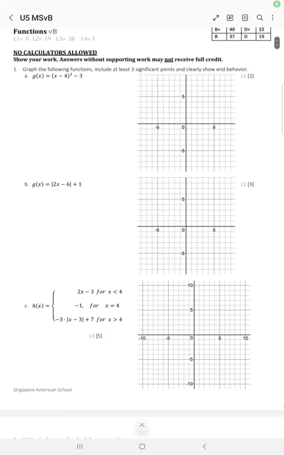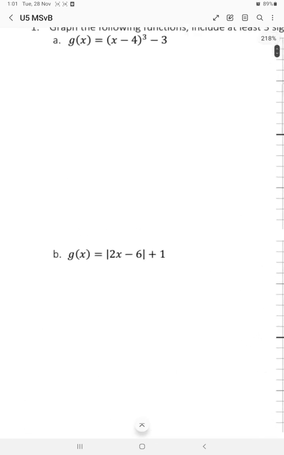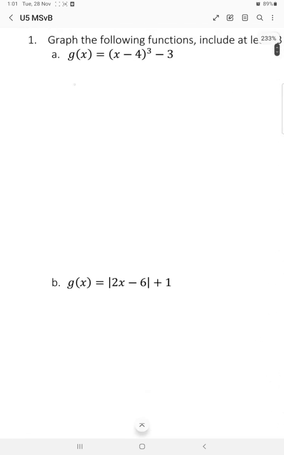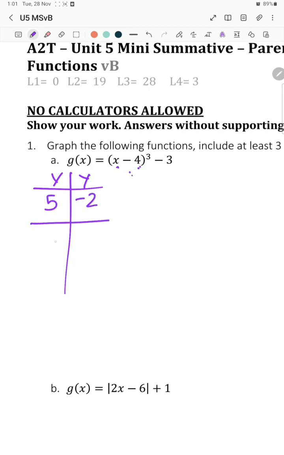Okay, so here we are starting quiz number 2 for parents and piecewise functions. Graph the following functions including at least 3 significant points and clearly show the behavior. So this is a cubic function again, and let's take some x and y values. 5 minus 4, let's take 5. 5 minus 4 is 1, cube is 1, 1 minus 3 is minus 2. Let's take 3. 3 minus 4 is minus 1, cube is minus 1, minus 1 minus 3 is minus 4. 6 minus 4 is 2, cube is 8, 8 minus 3 is 5.